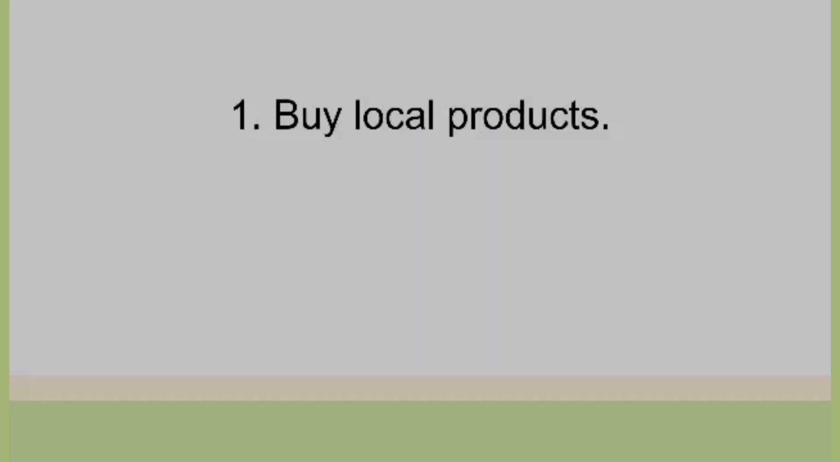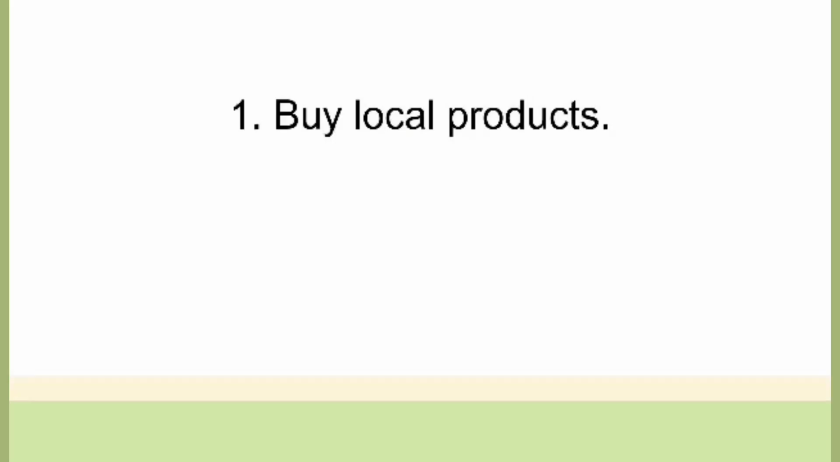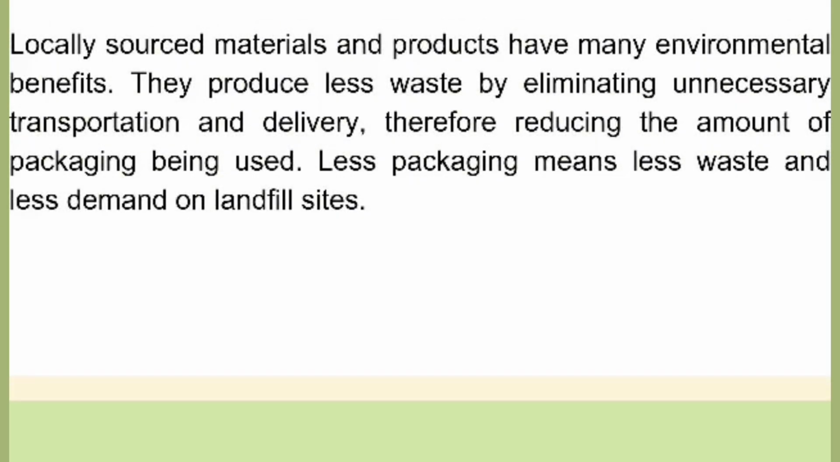The last topic we will talk about is Chapter 10 Golden Rules. First, buy local products. Locally sourced materials and products have many environmental benefits. They produce less waste by eliminating unnecessary transportation and delivery, therefore reducing the amount of packaging being used. Less packaging means less waste and less demand on landfill sites.